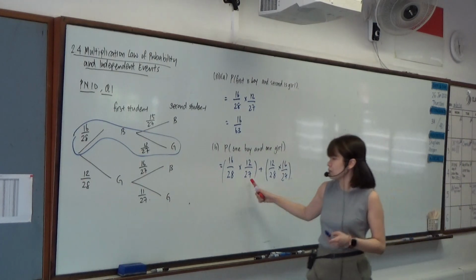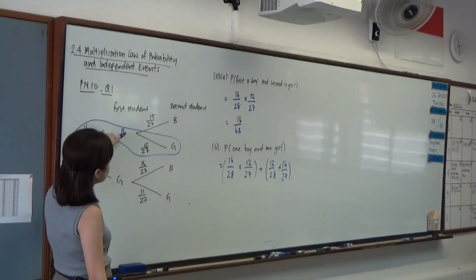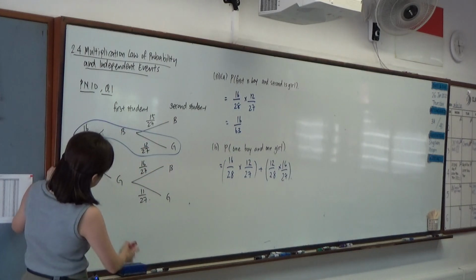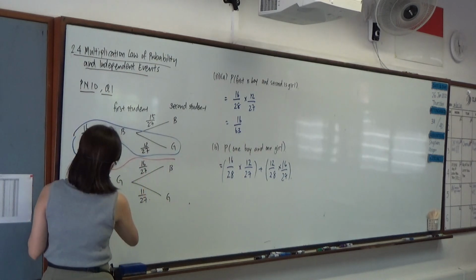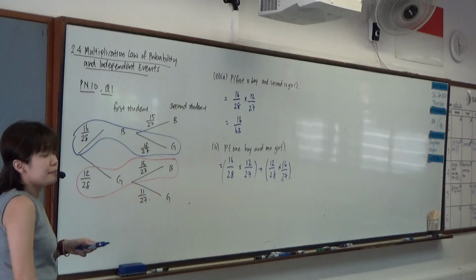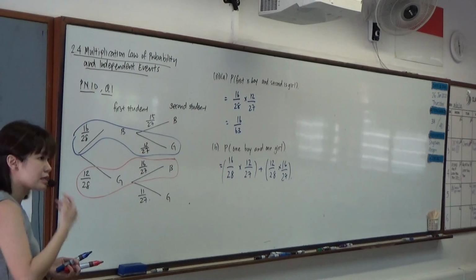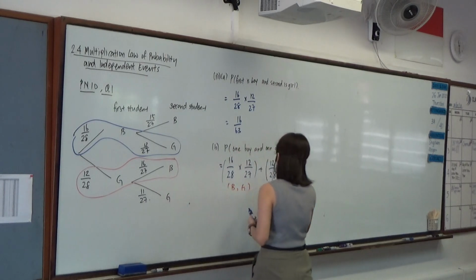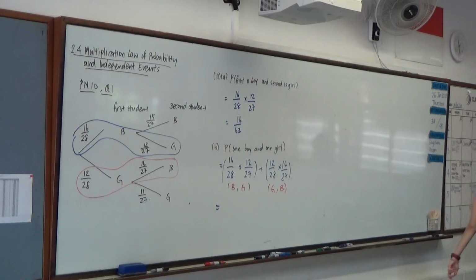So first, 16 over 28 times 12 over 27, that is the first part over here. First one being a boy, second one being a girl. So that is one case. The other case is having the first one to be a girl and then the second one to be a boy. So that means this trajectory over here. Because the question did not specify whether the boy comes first or the girl comes first, we need to consider both cases of boy-girl and girl-boy. Take that into our calculator, get a simplified fraction of 32 over 63.